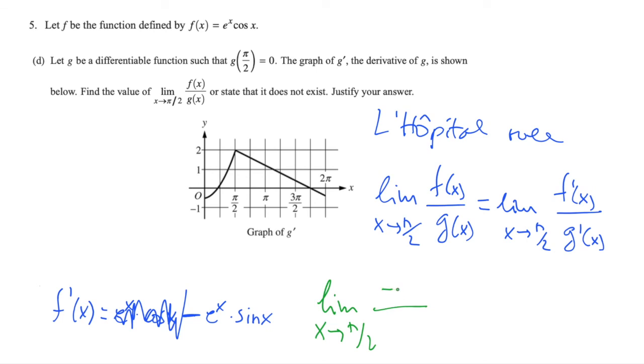Then if we substitute this in the limit when x approaches pi over 2, we have negative e to the power of pi over 2 in the numerator, and we also need to know the value of the derivative of g at pi over 2. As you read in the question, you can see the graph of the derivative of g, which means we just need to check the value in the graph when x is pi over 2, and as you can see, this is the point. The value is 2, which means the derivative of g is 2, and we can just substitute it in the denominator. So this is actually the limit: minus e to the power of pi over 2 over 2.